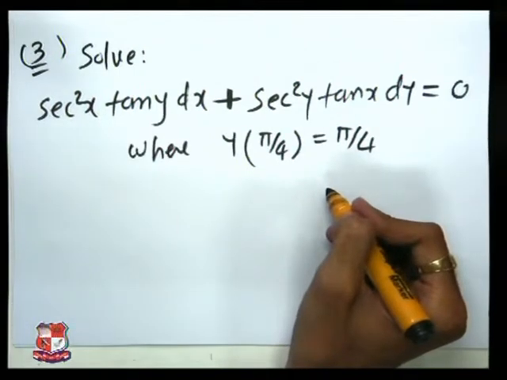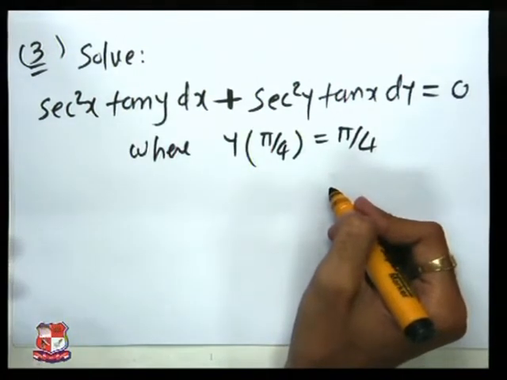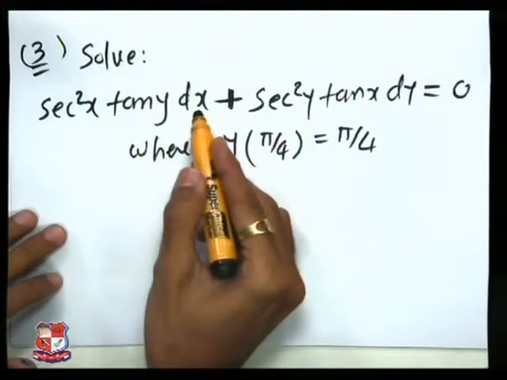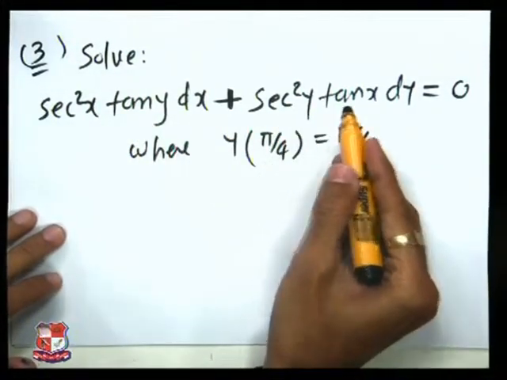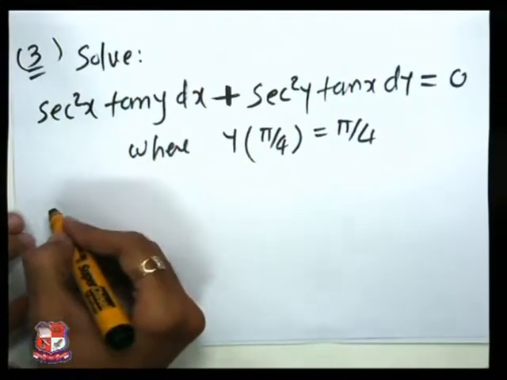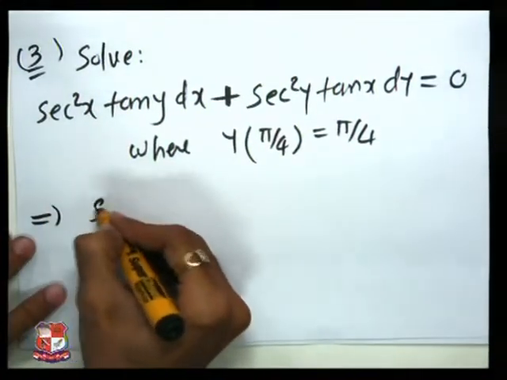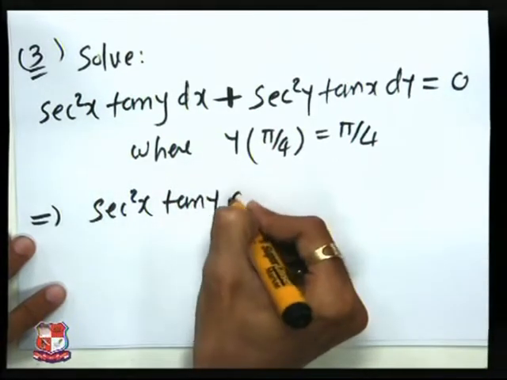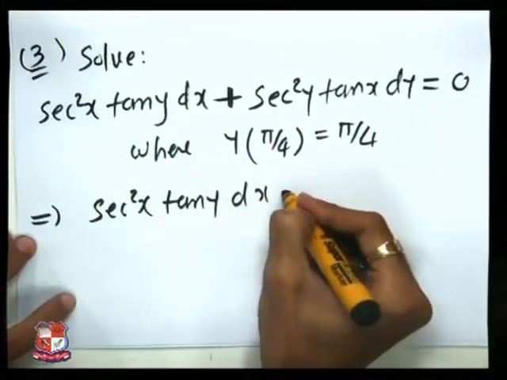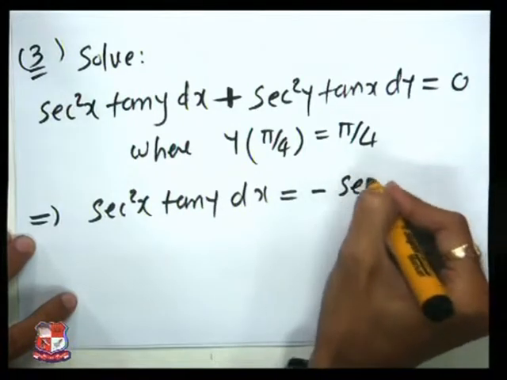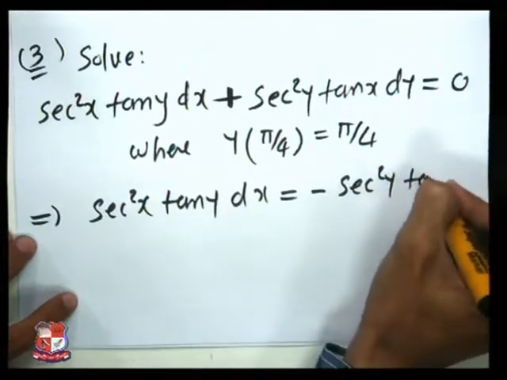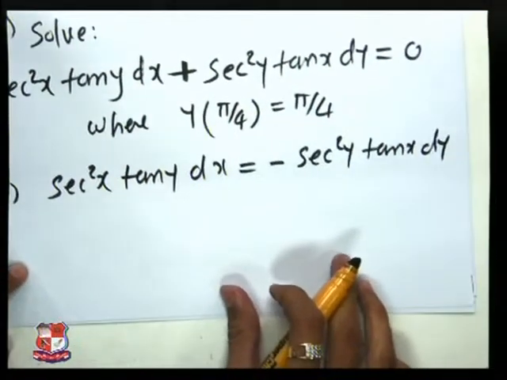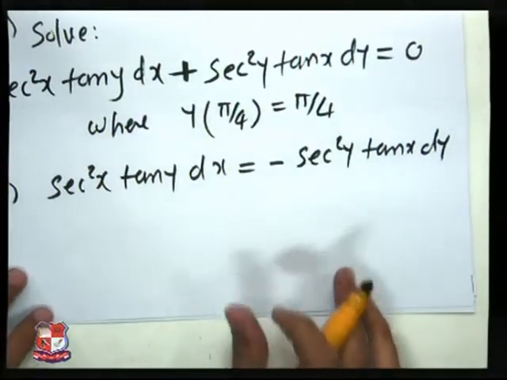So here we have given that sec square x into tan y dx is equal to minus sec square y into tan x dy. So we will get here sec square x into tan y dx is equal to minus sec square y into tan x dy.